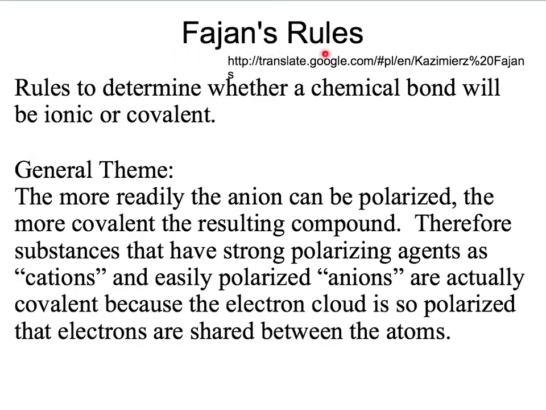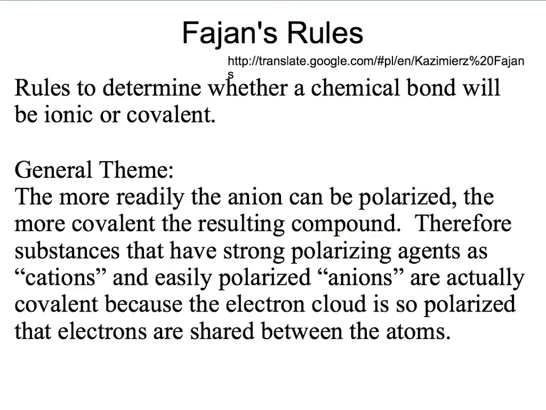Alright, so I always have such a hard time pronouncing this. I even have a link here to Google Translate to hear Kazimierz Fajans, or Fajans' rules. Anyways, it's a Polish name, and I'm going to butcher the pronunciation either way. But these are rules to determine whether a chemical bond will be ionic or covalent. And we'll talk about the ionic nature of something, and the covalent nature of something. So my general theme here is that the more readily the anion can be polarized, the more covalent my resulting compound.